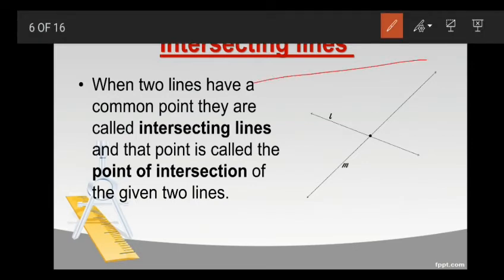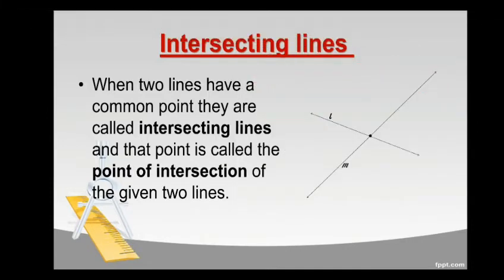But for parallel lines, there won't be any common point. If we have two parallel lines L and M, they won't meet each other, right? Since they are parallel, they won't meet at any common point. So for parallel lines, there is no point of intersection, and parallel lines are not intersecting lines. If you can find a common point between two given lines, then those two lines are intersecting lines.